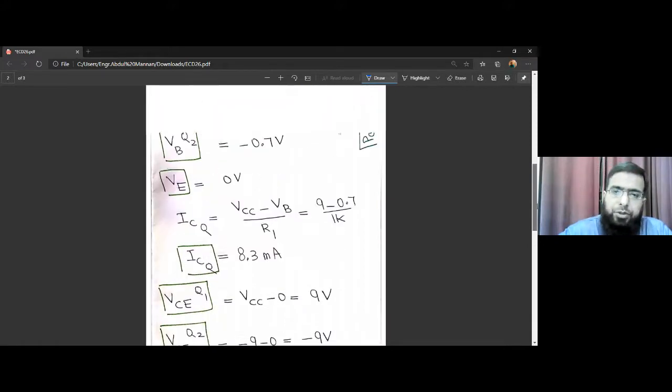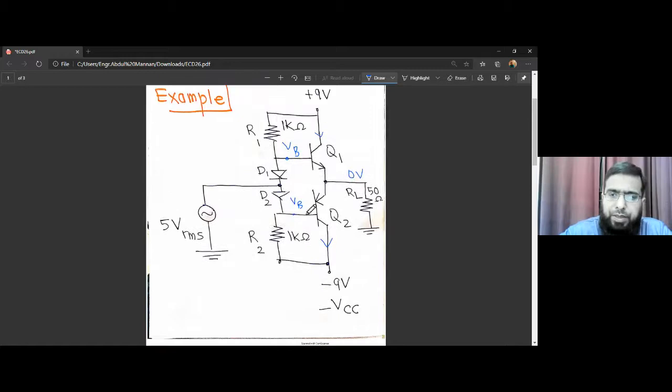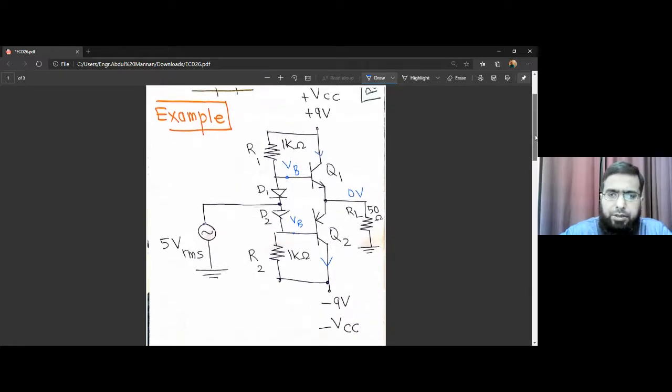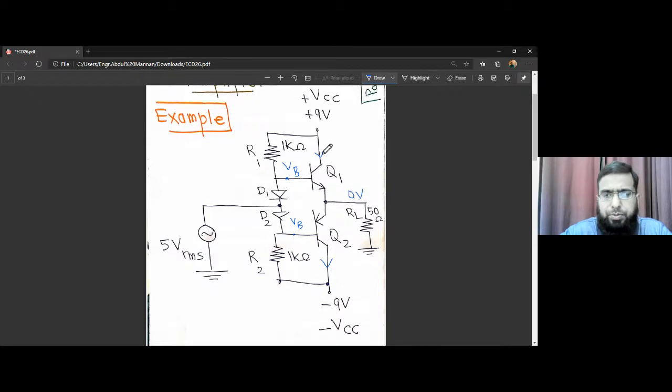The next is VCE for Q1, the voltage between collector and emitter. This one is at VCC, equal to 9 volts minus 0, so it should be 9. And what is VEC for this transistor Q2? We call it VEC instead of VCE because in the PNP transistor the emitter is at a higher voltage, 0 minus 9, so it's minus 9.